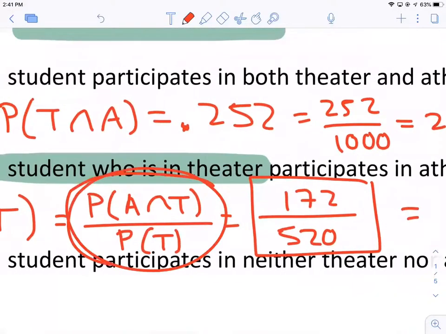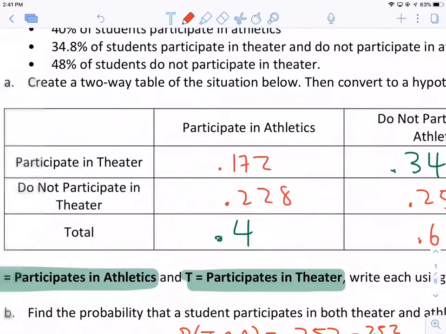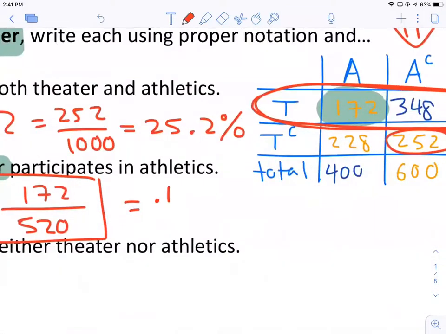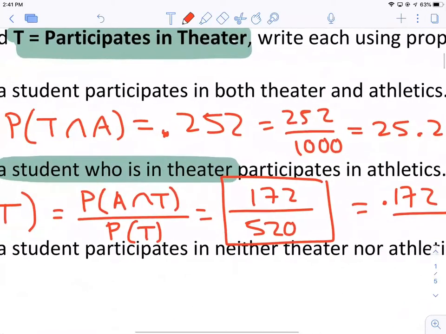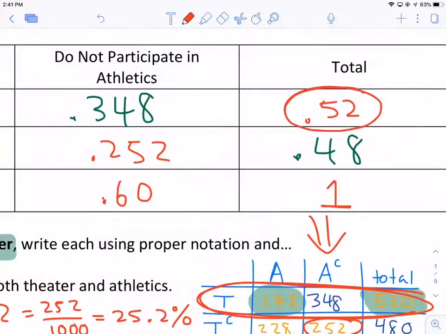Using this formula, probability of A and T, well, the probability that they are in athletics and theater is 0.172, over the probability that they are in theater. Well, what's the probability that someone is in theater? Oh, there's a 52% chance they're in theater.